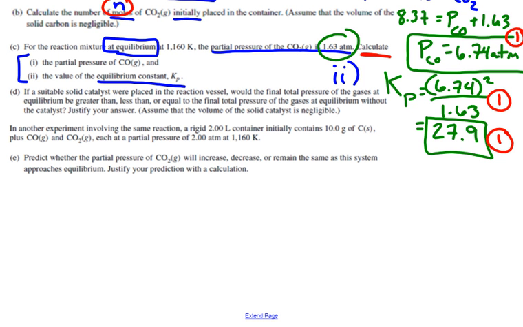Okay? All right. Let's take a look at D. If a suitable solid catalyst were placed in the reaction vessel, would the final pressure of the gases at equilibrium be greater than, less than, or equal to the final total pressure of the gases at equilibrium without the catalyst? Justify your answer. All right, I'm not going to write a lot about this right now, but I will get you started. Well, you need to ask yourself, what does a catalyst do? A catalyst speeds it up.